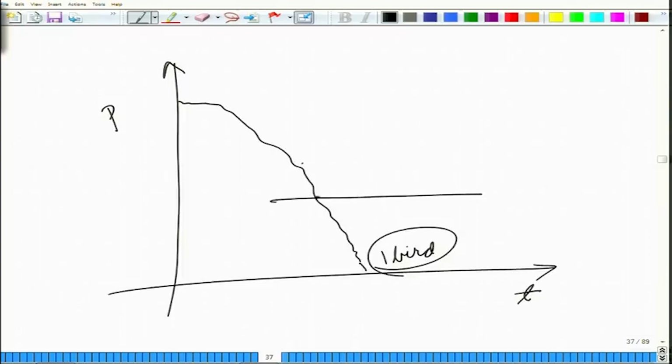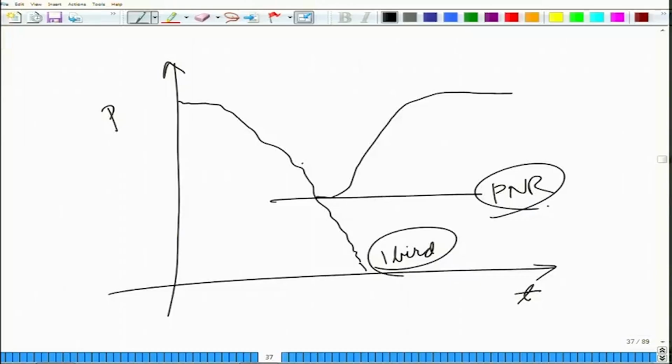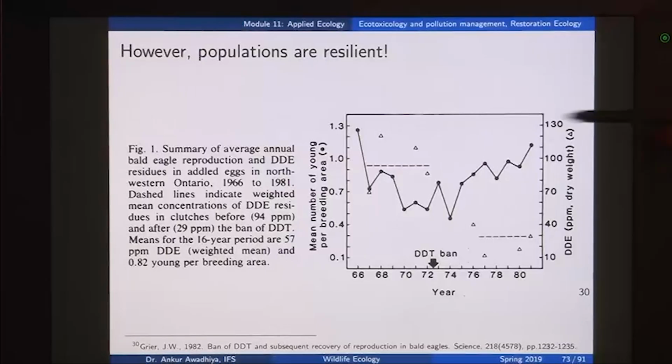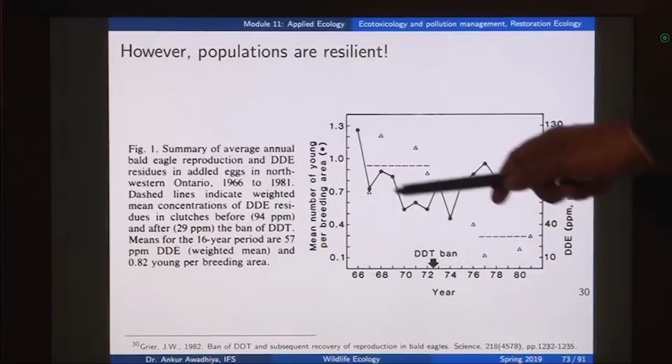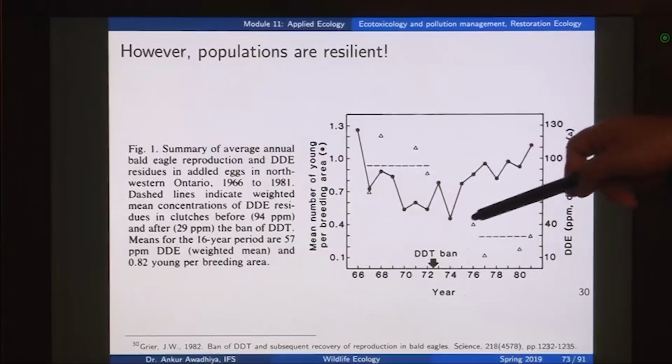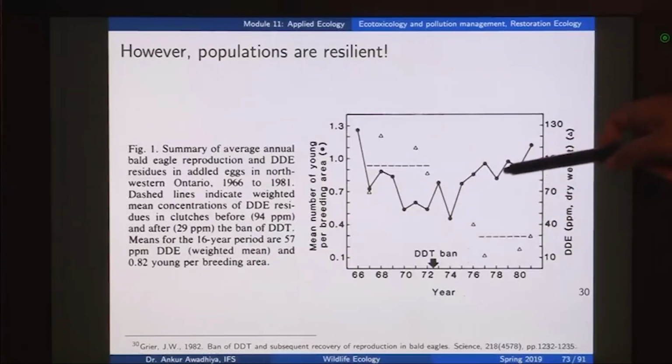If you were able to bring it back from this stage, it would again come back to the normal levels, but then there is this point of no return, after which if you have given it much more stress that has crossed the point of no return, in that case the population might become extinct. In this case we are seeing that the population was resilient, and even though you had very few young per breeding area, after a while it started increasing again, and then the population stabilized.